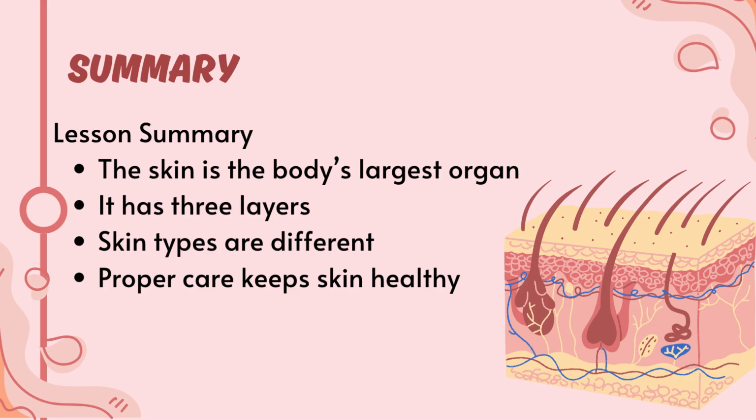And remember, we have discussed the definition and the meaning of the skin, and we also looked at the skin as the largest body organ. We then looked at the basic layers, the epidermis, the dermis, and the hypodermis. Then we also talked about the various types of skin, and lastly, we talked about how to take care of your skin to make it look healthy.